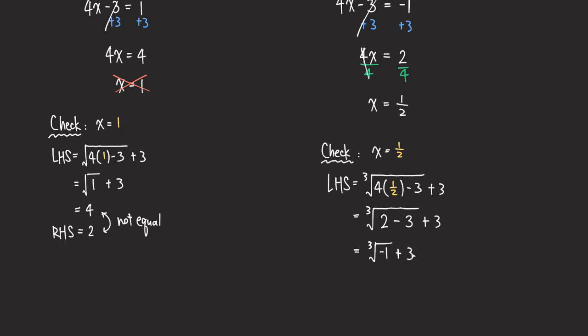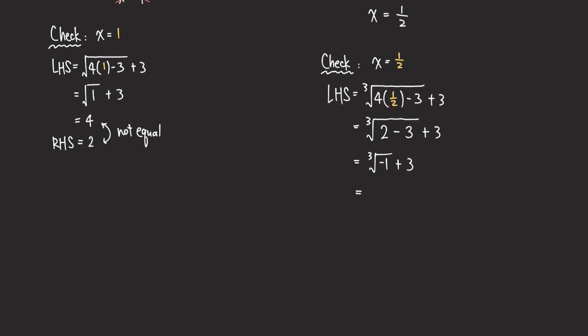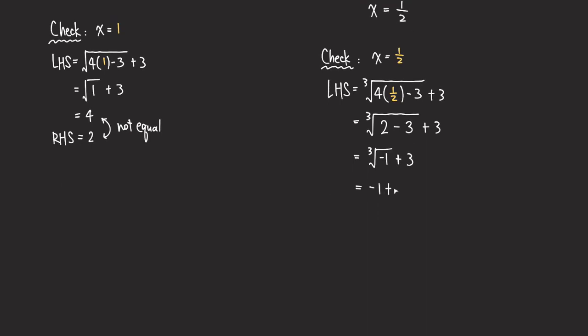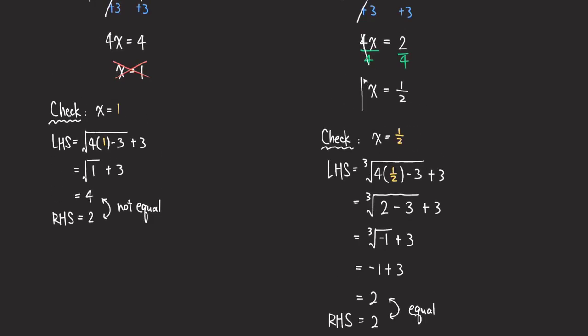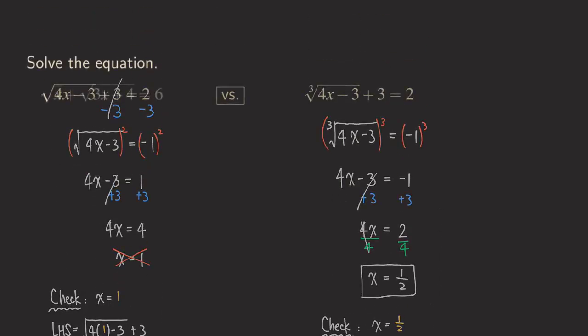2 minus 3 is -1. So we are doing the cube root of -1, which will give us -1 plus 3. And so we get +2, which is equal to the right-hand side. So you can see that they are equal. Okay, so that would be our solution.